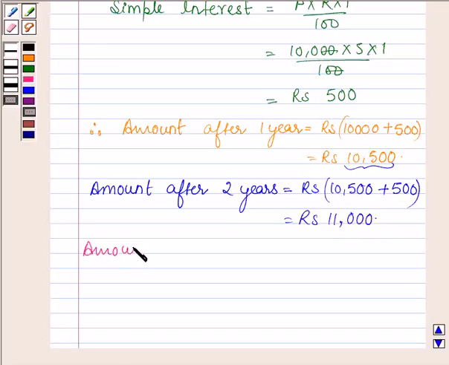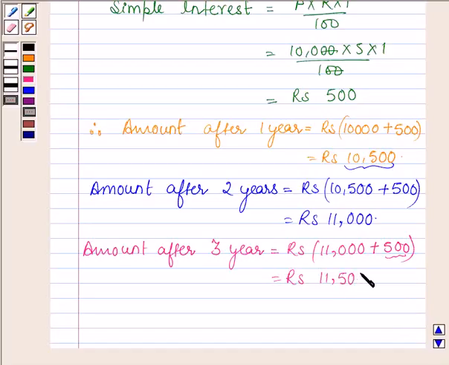And amount after third year is equal to rupees amount after 2 years, that is 11,000, plus again 500, which is the interest on rupees 10,000 for 1 year. So this is equal to rupees 11,500.